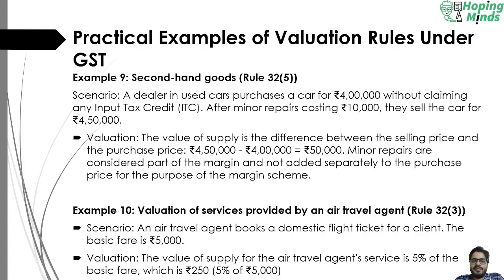the margin scheme. And finally, we have valuation of services provided by an air travel agent. An air travel agent books a domestic flight for a client for rupees 5,000. The basic fare of the flight is rupees 5,000. So the valuation rules: the value of supply for the air travel agent is 5% of the basic fare, which comes to rupees 250, and he has to charge GST on rupees 250 and pay it to the government.